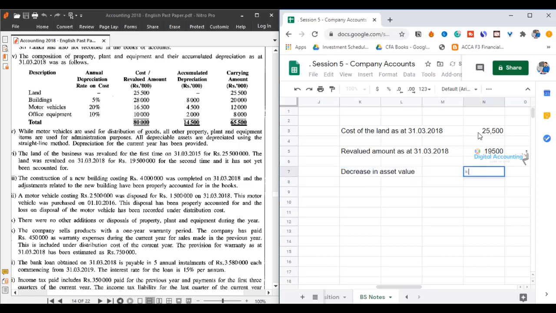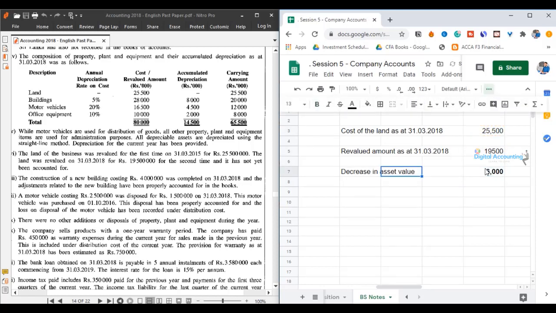So the decrease in asset value is 25,500 take away 19,500, which is 6,000. I always say start the journal entry for revaluation from the asset account. We need to reduce the cost account by 6,000 to make it the 19,500 revalued amount. So the credit entry is land 6,000, because now the cost account shows 25,500 for land. We need to make that 19,500, the revalued amount, so we reduce the land account by 6,000.